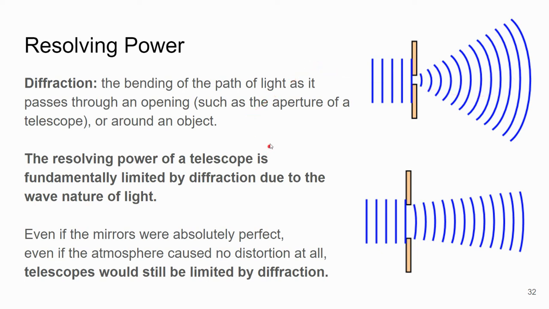So the resolving power of a telescope is fundamentally limited by diffraction due to the wave nature of light. This isn't a problem of your lenses or your mirrors not being perfect enough. Even if your lenses and mirrors were absolutely perfect, and even if the atmosphere caused no distortion whatsoever, your telescope would still be limited by diffraction. It's called diffraction limited optics. And there's no way around that. That's just the wave nature of light. If your telescope is of a finite size, there is going to be some limit to the detail it can resolve.